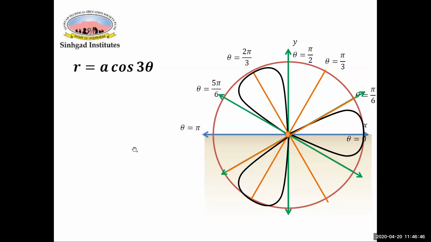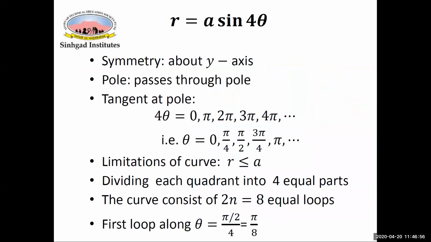So we have seen both the cases, when n is even and when n is odd, for sine as well as for cos. Now we'll see the next curve, r equal to a sin 4 theta. Here the curve is a sine curve, but n is even. Since it is sin theta, r by minus r, theta by minus theta remains unchanged. So the curve is symmetric about the y-axis.